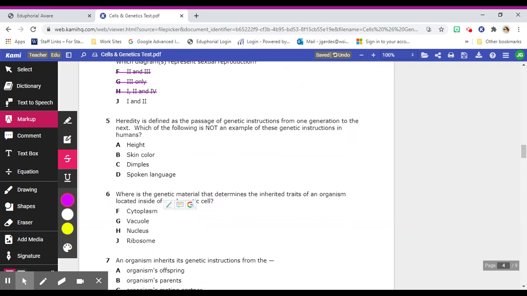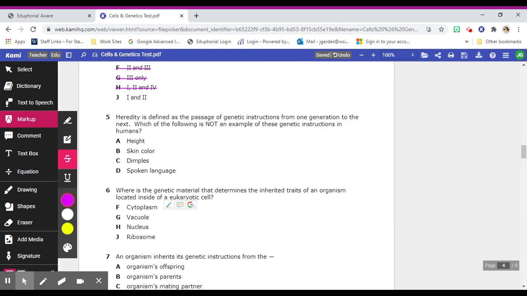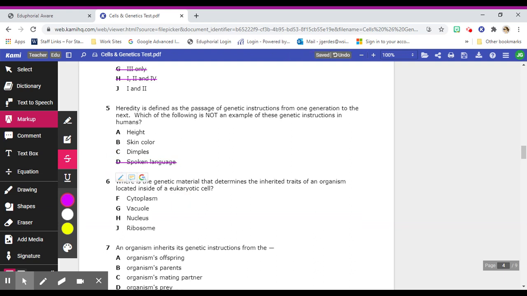Number 5. Heredity is defined as the passage of genetic instruction from one generation to the next. Which of the following is not an example of these genetic instructions in humans? Okay, so what do we get from our parents? So A, height, B, skin color, C, dimples, and D, spoken language. Remember, spoken language is a learned trait.